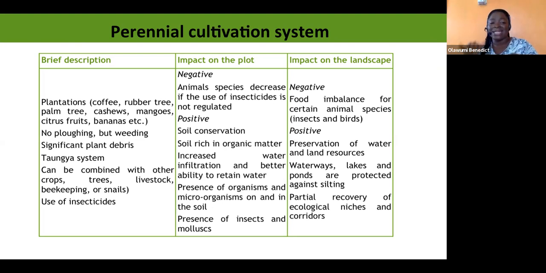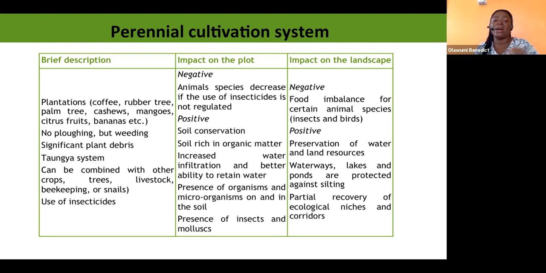So there is imbalance in the system, but the positive impact on the landscape is preservation of water and land resources, because we are planting trees now, which is going to stay for a long period. Then the waterways, lakes, and ponds are protected against silting because the leaves and the prunings of the trees are left there, and then we allow them to decay and add organic material back into the soil.